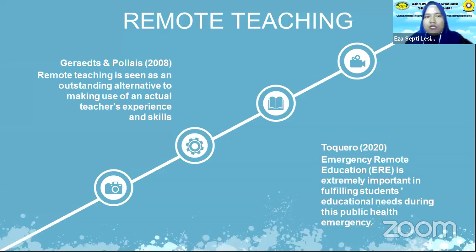There are two experts who defined remote teaching in the pandemic era, Gerard and Police and Toquero. Because this is remote teaching in the pandemic era, we can call it emergency remote education, because it is an alternative way to meet educational needs during this public health emergency. So it can be concluded that remote teaching happens outside the physical classroom, and remote teaching also facilitates video conferences and group discussions to support students.